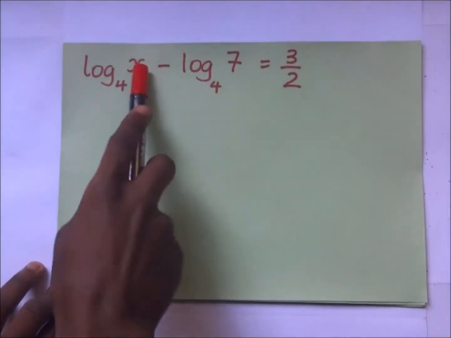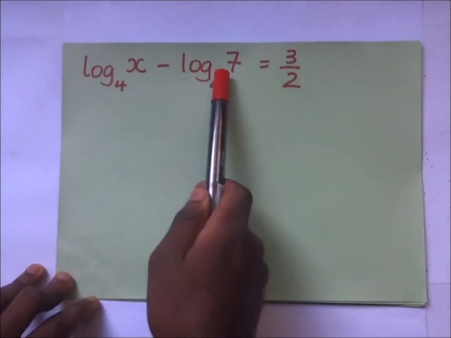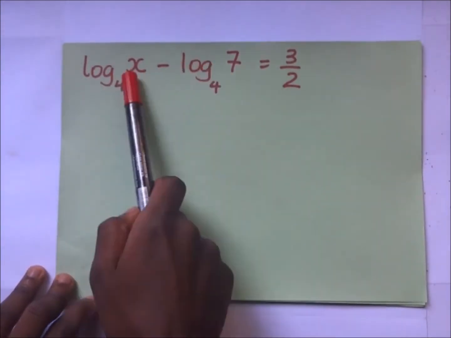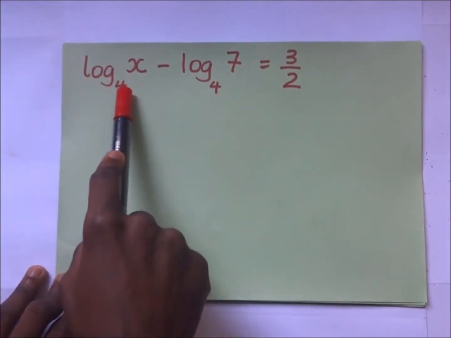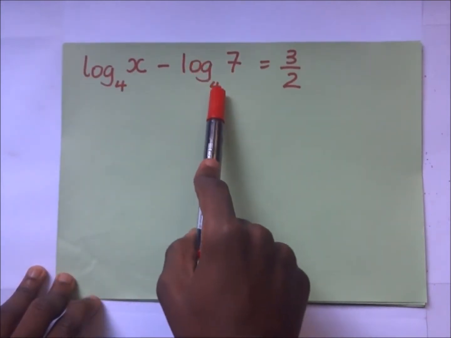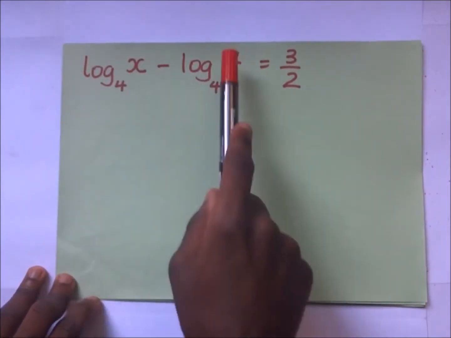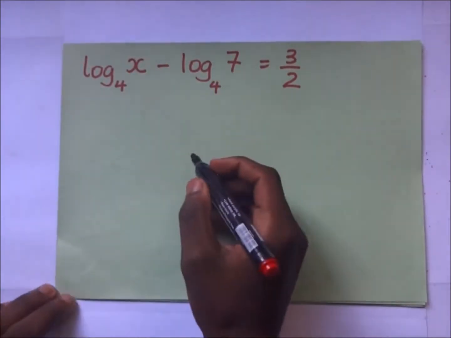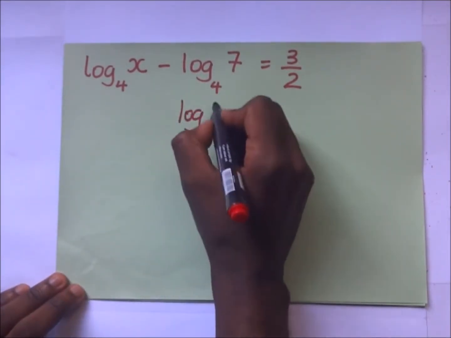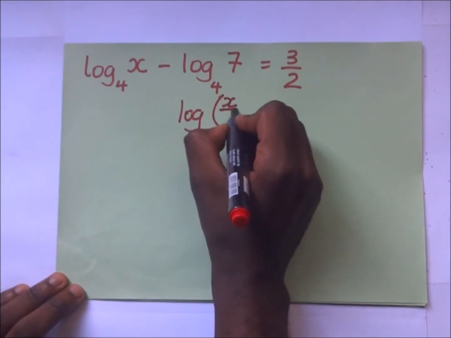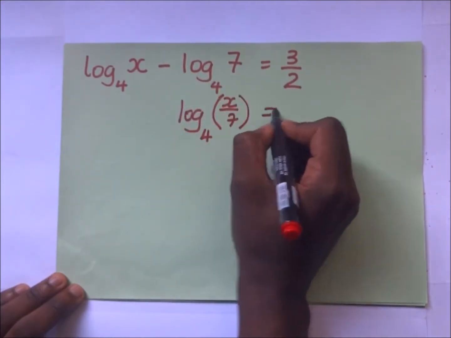Here we are required to find the value of x. So using the property of subtraction of logarithms, this logarithm is to base 4 and this logarithm is to base 4. Since it is subtraction of logarithms, it means it's going to be x divided by 7. So we maintain the base, it will become log to base 4 of x over 7 is going to give us 3 over 2.